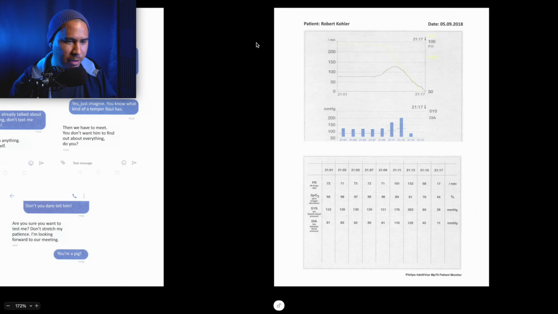All right, next we have some document. It says patient Robert Kohler. The date is May 9th. Or is that, no, this is the 5th of September, the day of the incident. So these must be all the tests that they ran. Or what is this? It shows a bunch of times here. Wait, is this when he was still alive? Yeah, do we have a time of death? I'm not sure. Okay, I'm seeing some really high numbers here. And then it suddenly drops.